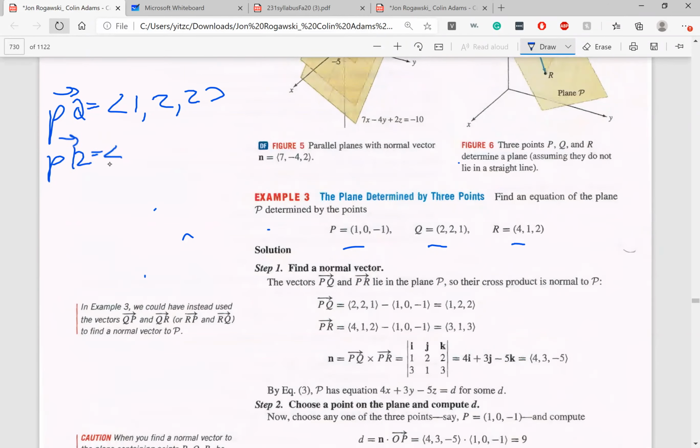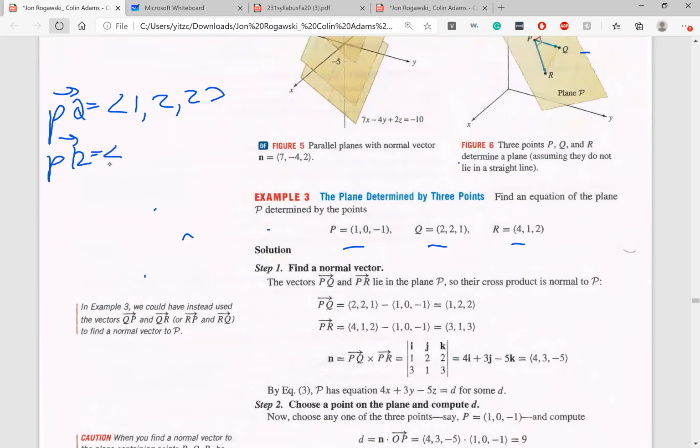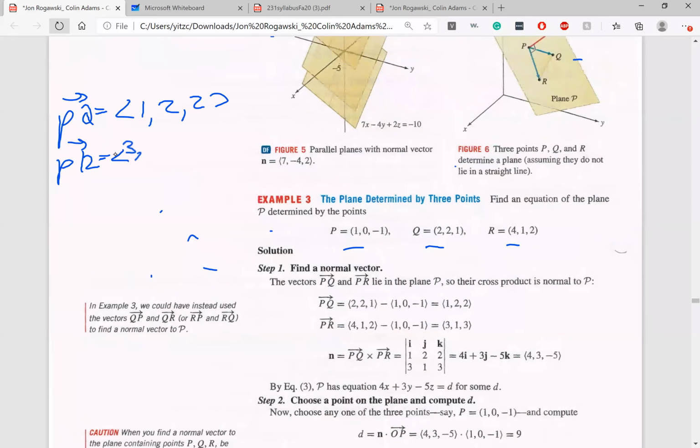And then the vector PR. So 4 minus 1 is 3, and 1 minus 0 is 1, and 2 minus 1 is 3. So yeah, 3, 1, 3.